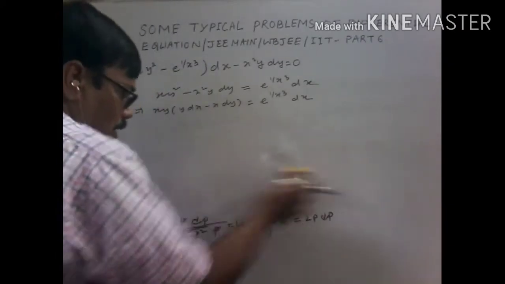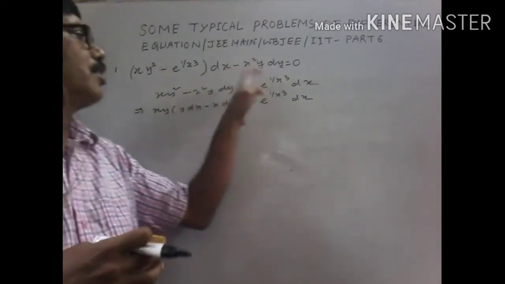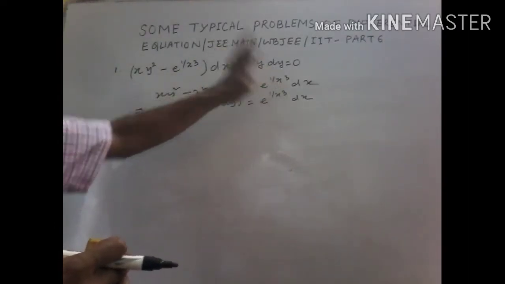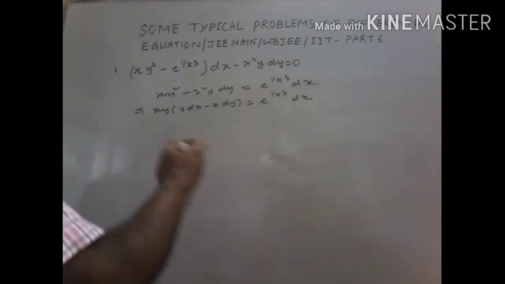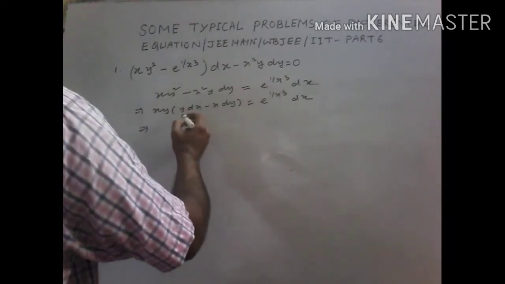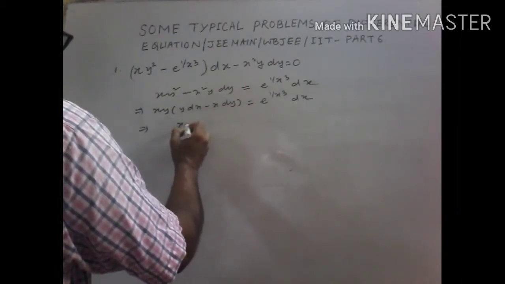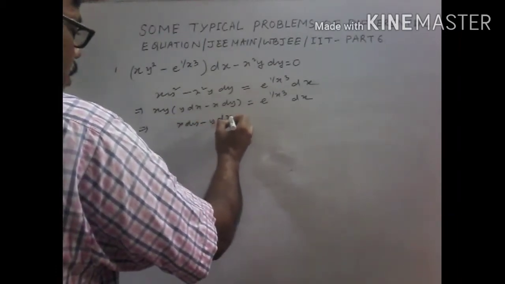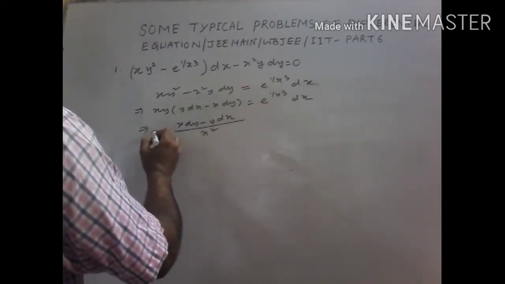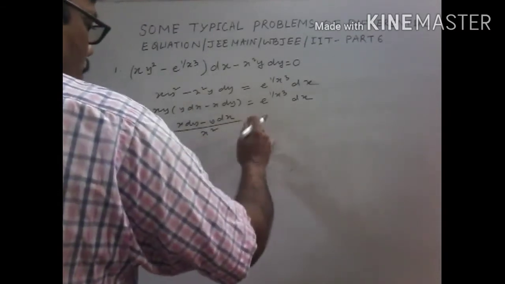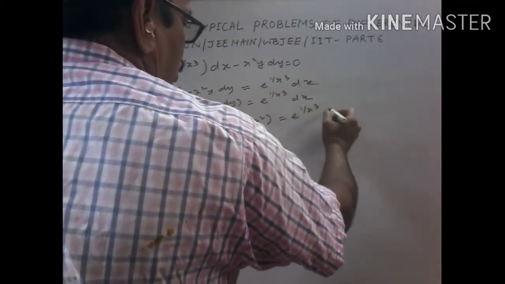So you can also solve it by finding an integrating factor. You find dy by dx, then taking the integrating factor, you can also solve it. Now if we divide it by x square, what are we getting? (x dy minus y dx) by x square, and this one is xy unchanged and balanced by x square, e to the power 1 by x cube dx.